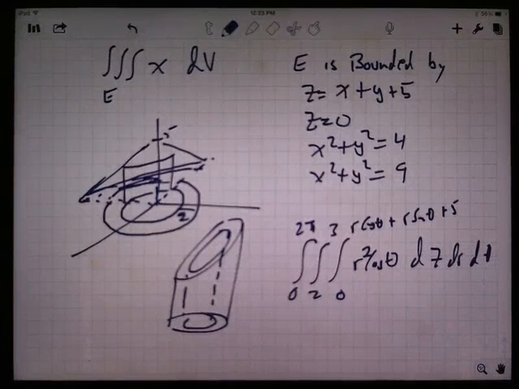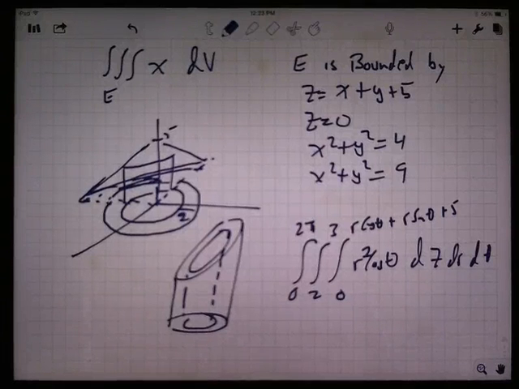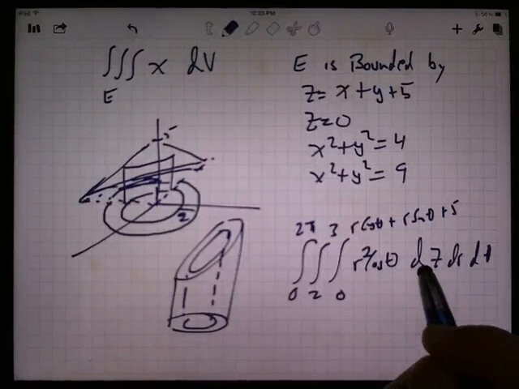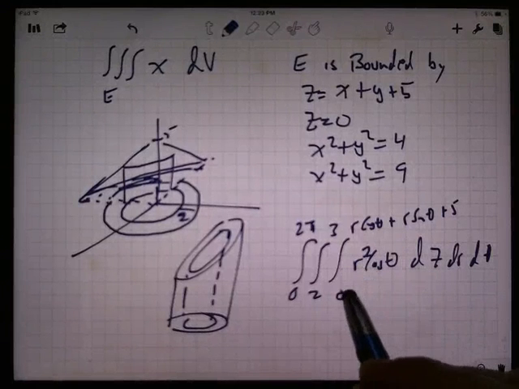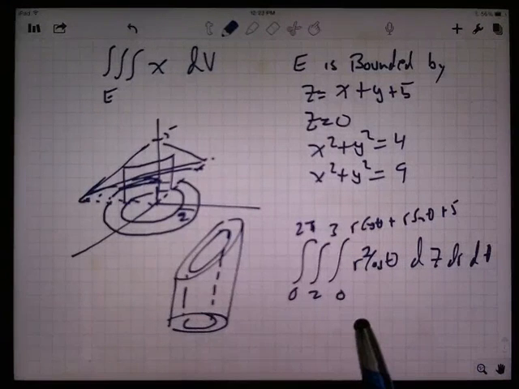Okay. So there is the integral in cylindrical coordinates. Not too hard to integrate, just because there's just a z. You're going to have this top one minus that one. And then you've got a rectangular region.